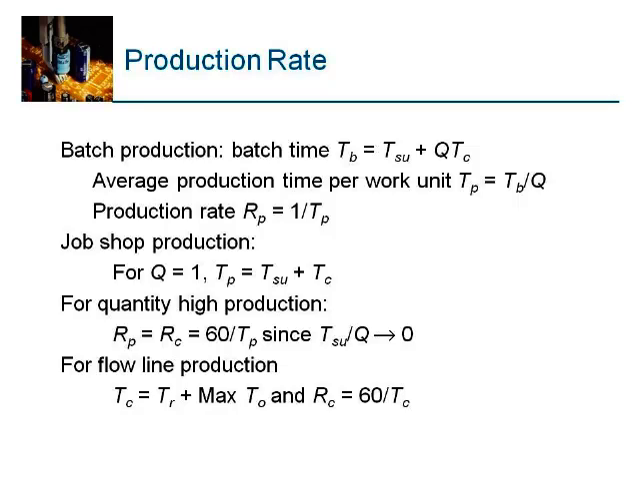Job shop production: if Q is equal to 1, then TP becomes TSU plus TC. For high quantity production, RP is equal to RC, equal to 60 by TP, since T setup by Q is approaching 0. Flow line production: the cycle time TC is equal to transfer time plus maximum operation time, and RC, the production rate of the flow line, is 60 by TC, so many components per minute or per hour.